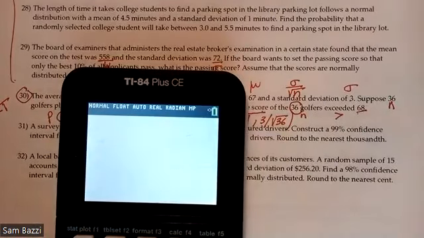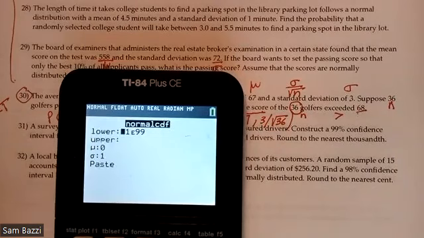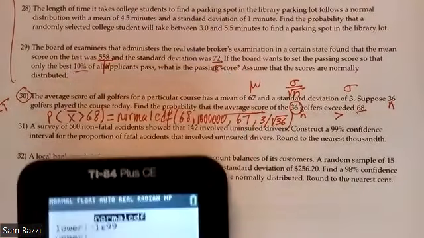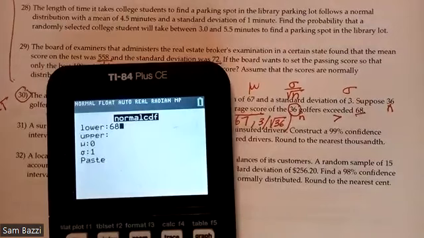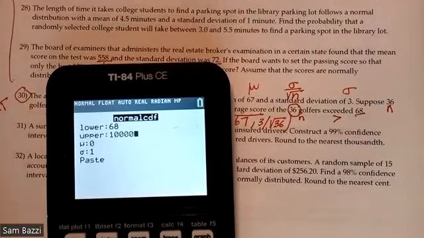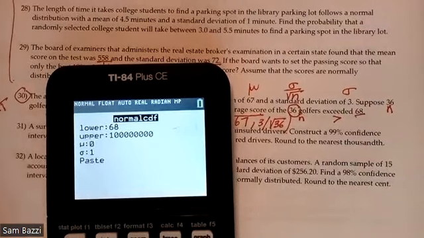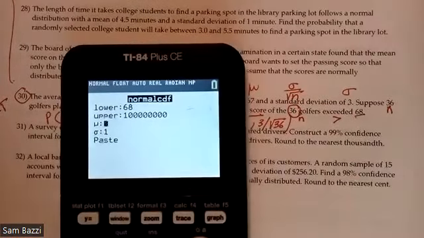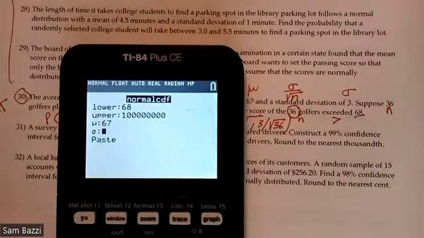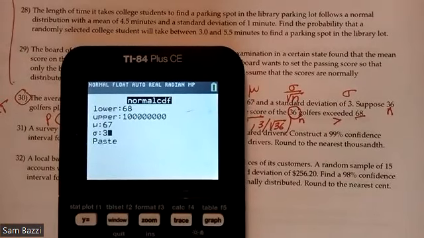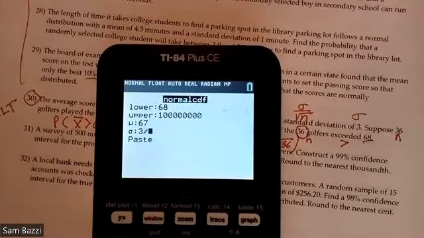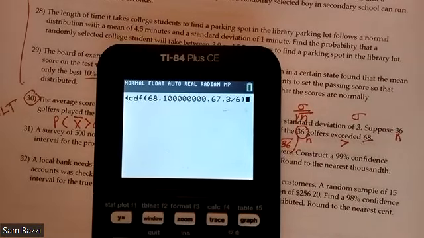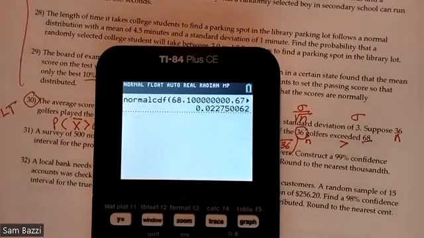Turn it on, clear everything. Second, distribute, normal CDF. Okay, lower, we agree the lower is 68. The upper is 1,000,000. Put as many zeros as you want. The mean is 67. And the standard deviation, look, guys, you put 3 divided by square root of 36. We know it's 6, so I'm just going to put 3 over 6. And here's the answer, 0.0228.